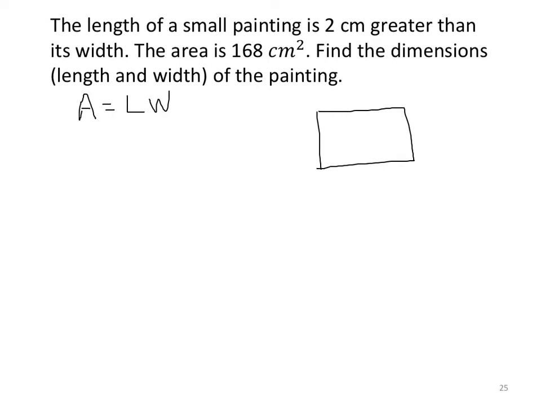And we don't know the length or the width, so let's draw a width here. We do know that the length is the width plus 2. And then we know that the area is 168. So let's plug in to our formula here that area is 168, length is W plus 2, and width is W. So we rewrite this as 168 equals W plus 2 times W.